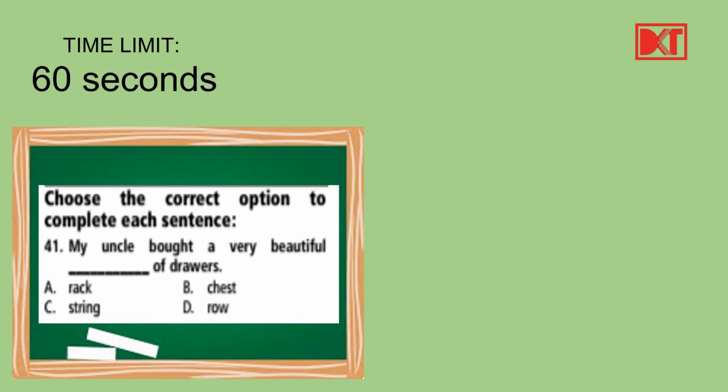Next question. My uncle bought a very beautiful dash of drawers. A. Rack of drawers, B. Chest of drawers, C. String of drawers, or D. Rows of drawers. Now here the correct answer is B, chest of drawers. Here we have to choose the collective noun, right? The collective noun for drawers is referred to as a chest, the chest of drawers.